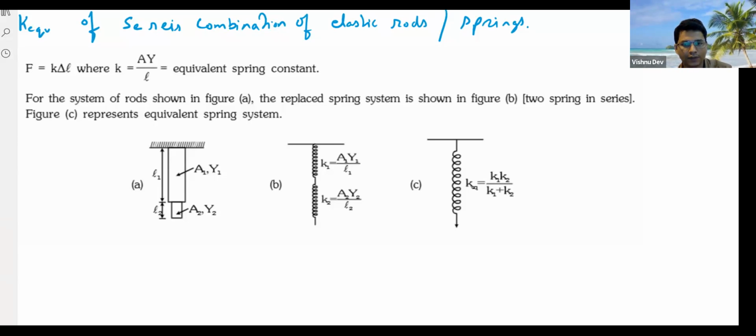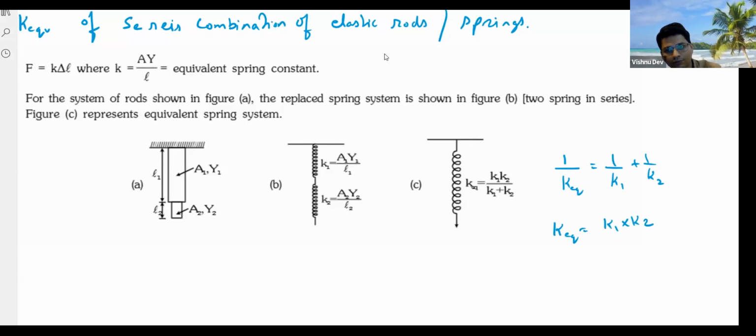K2 is A2, Y2 by L2, right? So if you replace these two with one spring, which is K equivalent, then K equivalent will be what? I hope all of you remember 1 by K equivalent is equal to 1 by K1 plus 1 by K2. Right? So if you take LCM and reciprocal, K equivalent is equal to K1 into K2 by K1 plus K2.